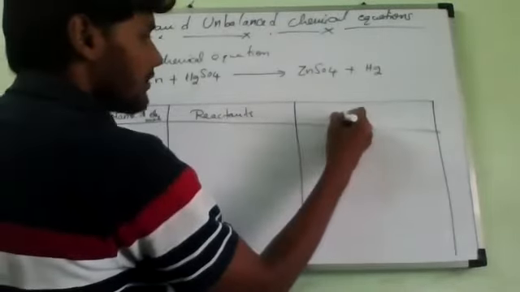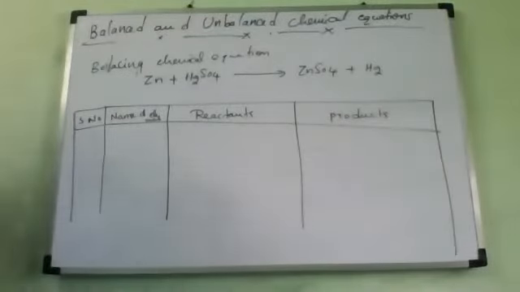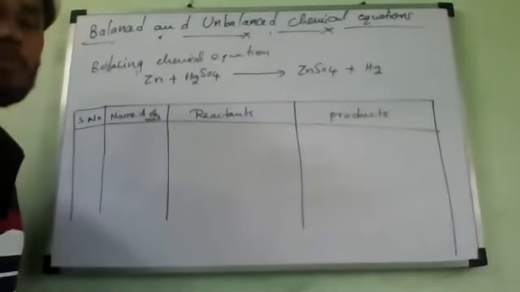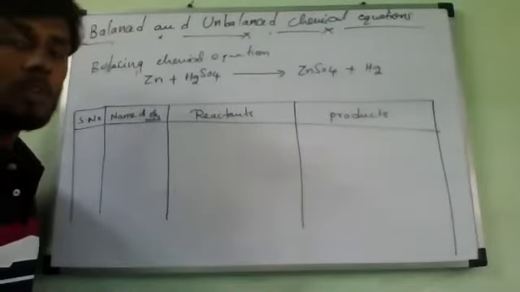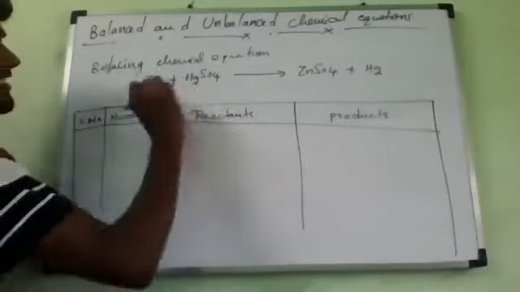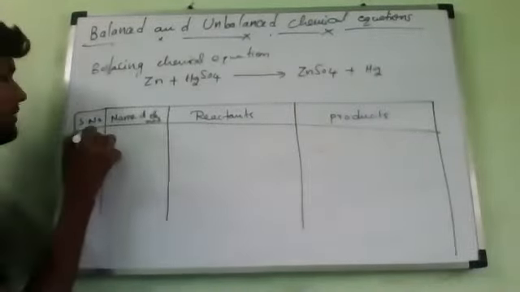Reactant side, and this is what? Product side. Is it over? Yes or no? Completed? Yes, sir. Now, after this, all of you tell me what are the elements present here? What are the elements you are observing here? First element, what is the element you are observing? Zinc. Zn.